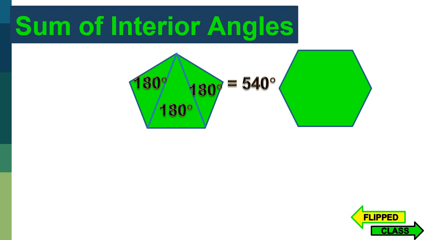The second figure, a hexagon, same concept. You can draw diagonals that will form four different triangles. Similarly, each of these triangles has interior angles that sum up to 180 degrees. When you add these four, you actually get a sum of 720 degrees.